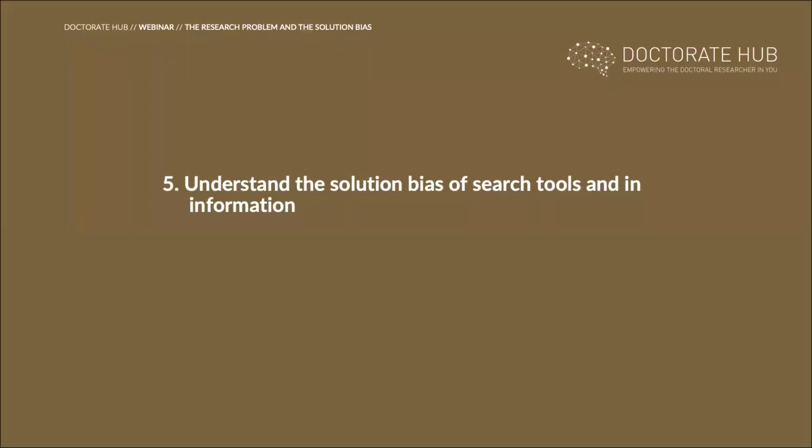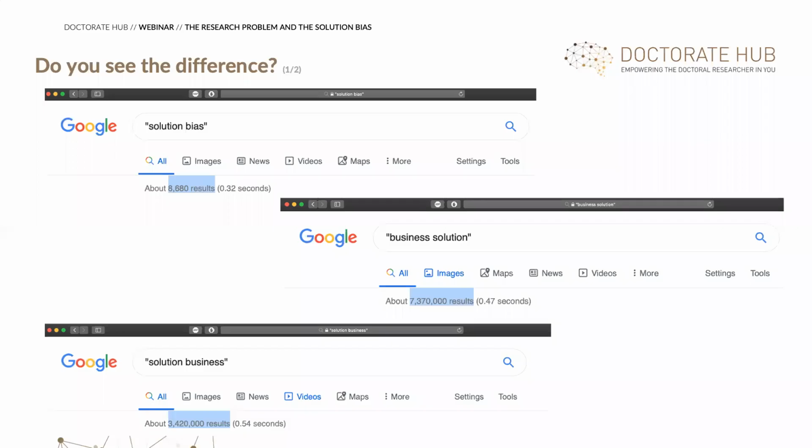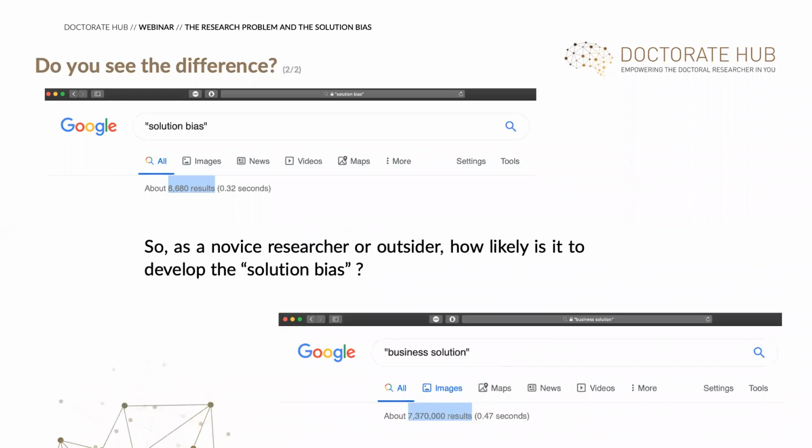There's more to it. The solution bias, unfortunately, is also in the search tools and information that we consult on a day-to-day basis. Everyone likely will know Google, and if you look at those three search results, you might notice a slight difference in the number of hits that you get. Now, as a novice researcher or outsider, how likely is it for you to think that a solution bias is really something that exists? You only get 8,680 hits. So likely you have been typing in something wrong, right? No.